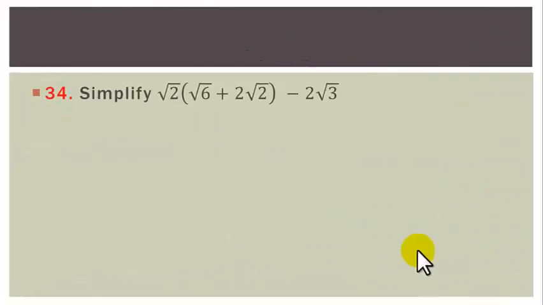Question number 34. Simplify square root of 2 times square root of 6 plus 2 root 2 minus 2 root 3. Solution.